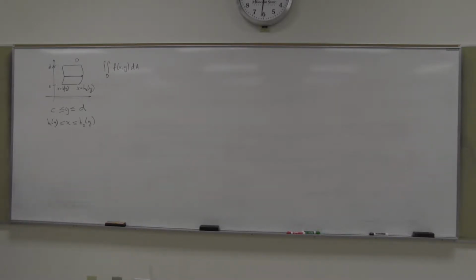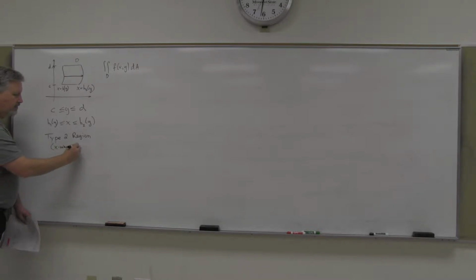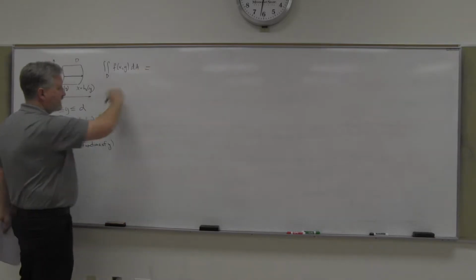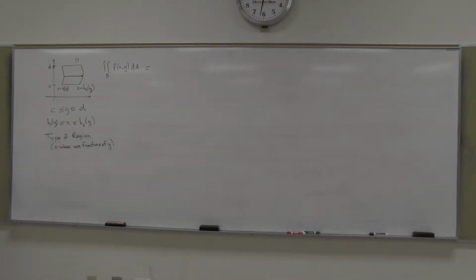Because this is the type 1 region, the y values are functions of x. This is not that. This is what they call a type 2 region. And the distinction is the x values are functions of y. So hopefully you see a little bit of a distinction there, okay? So sometimes it might be advantageous to do it that way instead. All right, and so, if we've got continuity and all that good stuff, here's what that means then.